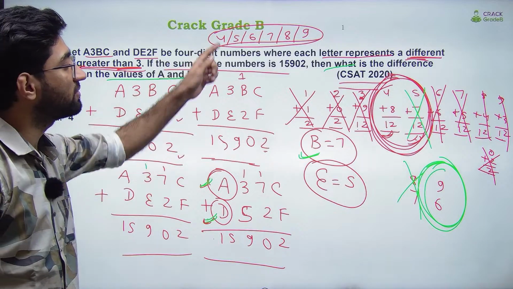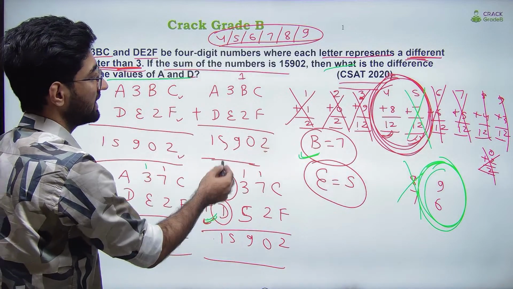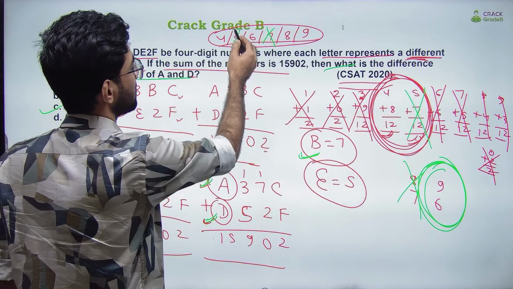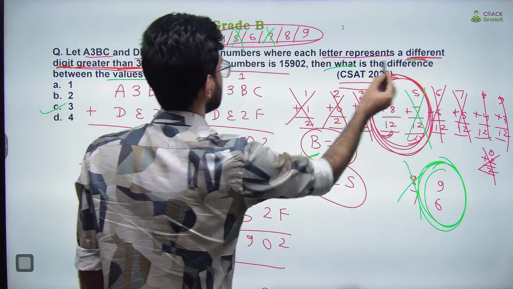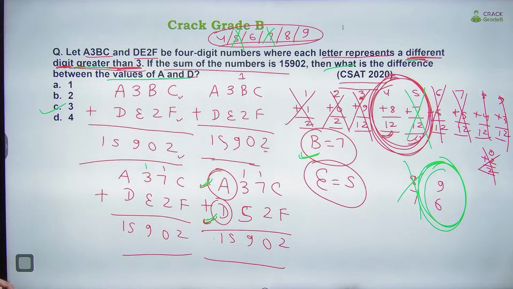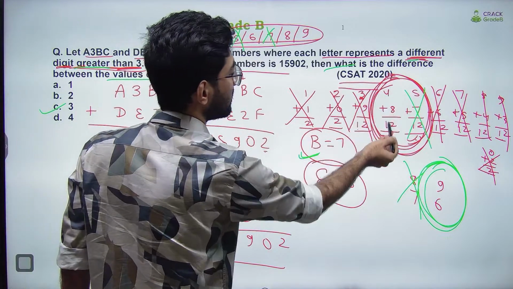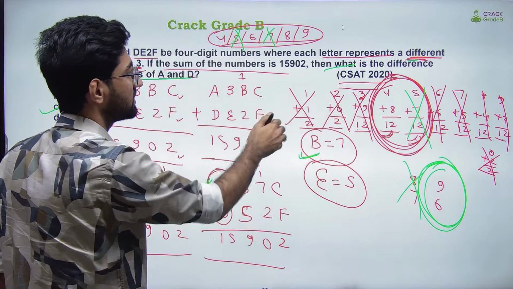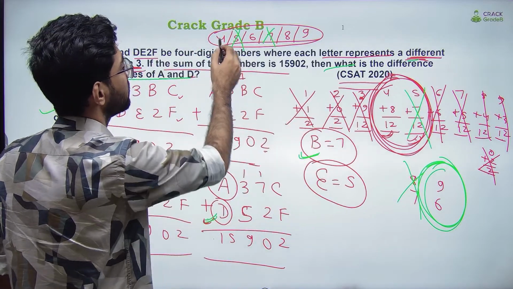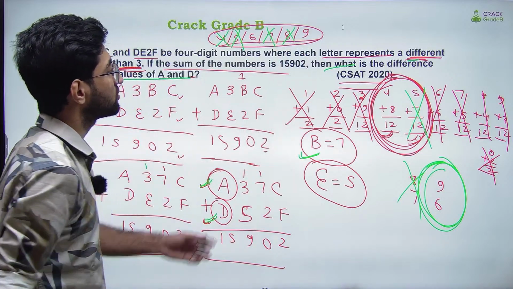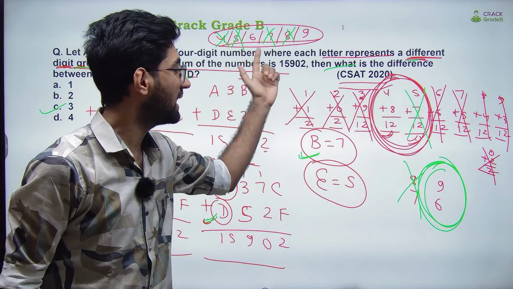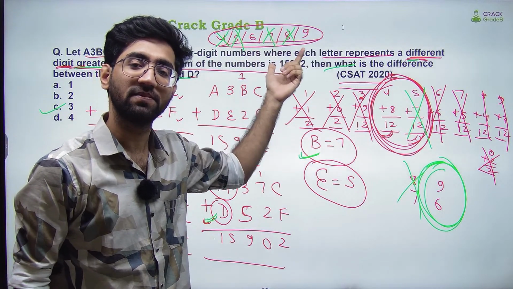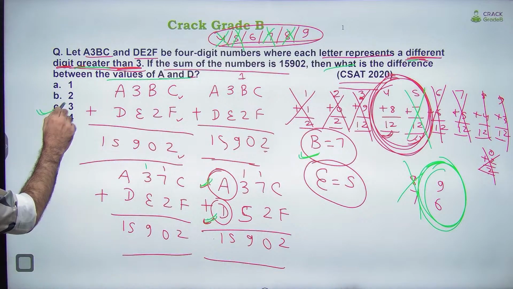And you can even think from this list, if B is 7, A and D can't be 7, right? If E is 5, means A and D can't be 5. Why? Because each letter represents a different digit greater than 3. C and F are 4 and 8, maybe C is 8 and F is 4. So what are the possible values for A and D? Obviously 6 and 9. So what is the difference? The difference is 3. So the correct answer is option 3, right?